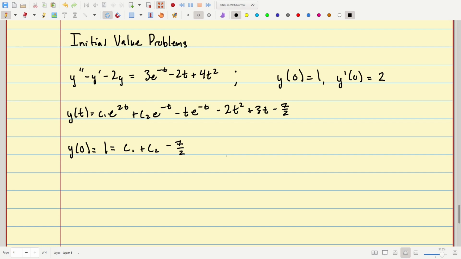Okay, so the particular solution factors into the computation here. In order to do the second initial value, we need to, of course, differentiate this expression. We're going to get 2c1 e to the 2t minus c2 e to the minus t minus e to the minus t plus te to the minus t minus 4t plus 3 plus a 0.